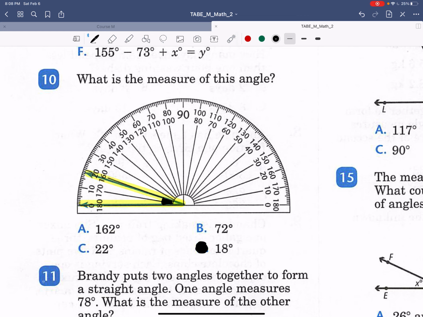And again, that is an acute angle. It's small, much less than 90. So number 10 is D.